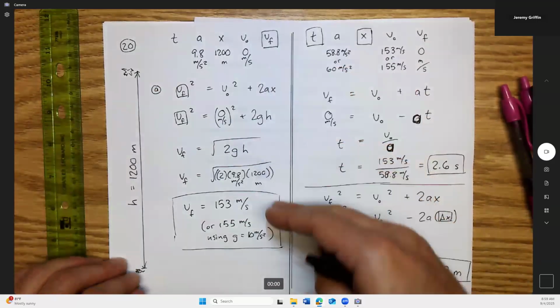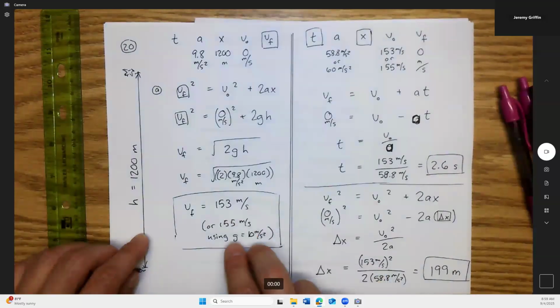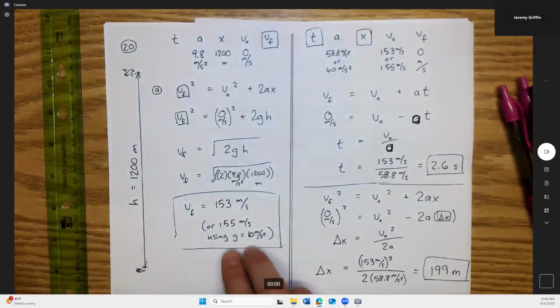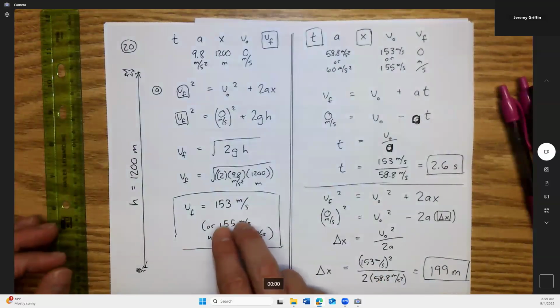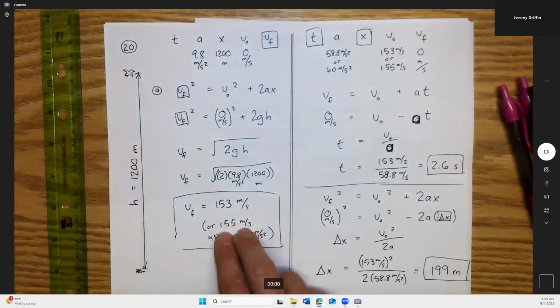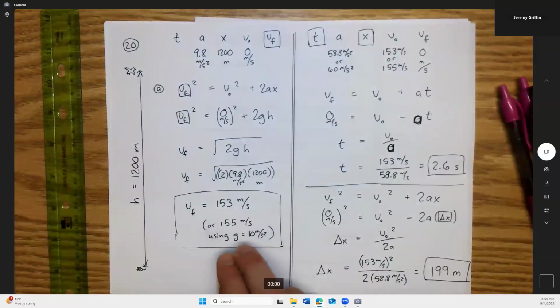Okay? So you plug in the values, you get 153 meters per second. I compare that to the measured value of 157 meters per second. Yeah, it's pretty close, right? Or if you use 10 meters per second squared, maybe you got 155 meters per second. Okay, so either of those would be okay.